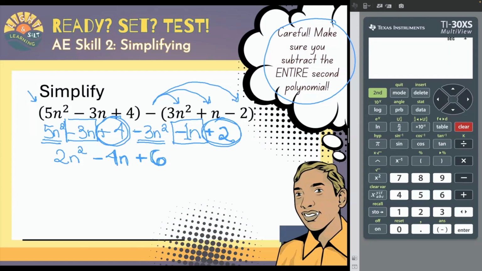Here's the difference between my A students and my B students. My A students know when to stop. These are not like terms. They can't combine any further. This is as simple as it's going to get. Can't figure out n, can't put it all together. I'm done. This is simplified.